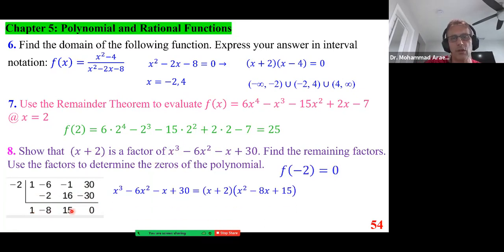So this will translate into the second parenthesis. Now, the second parenthesis we can easily factor because we want two numbers whose product is 15 and whose sum is -8. So this is the factored format. Now, we found the factors: x plus 2, x minus 3, x minus 5. Now use them to determine the zeros. So the zeros would be -2, 3, and 5.